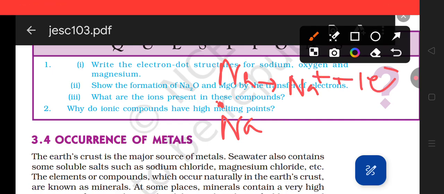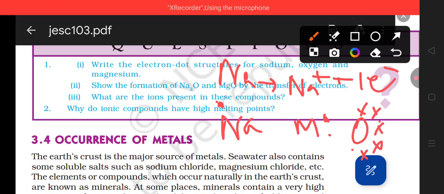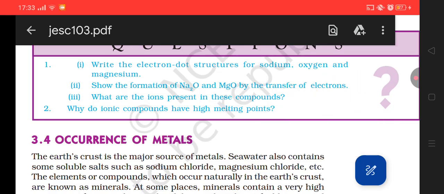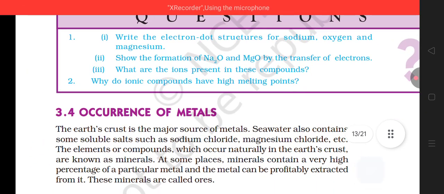This is the dot structure for sodium. For magnesium it is like this, and for oxygen it is again like this. These two spaces would be empty, so you can just fill them with dots. Like this is the dot structure you have to draw for sodium, oxygen and magnesium. Like this only, exam questions come.